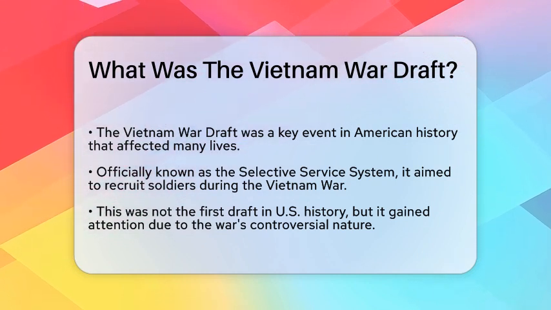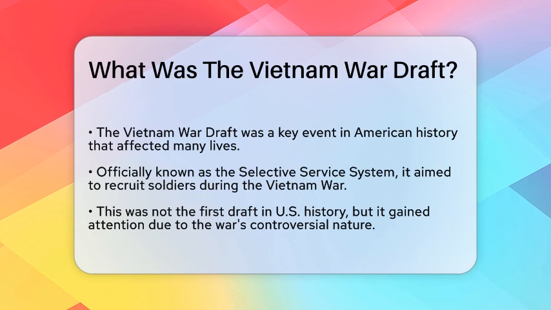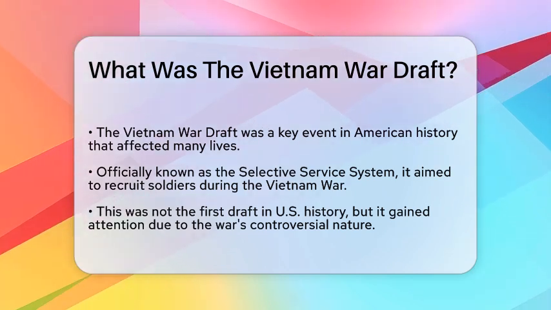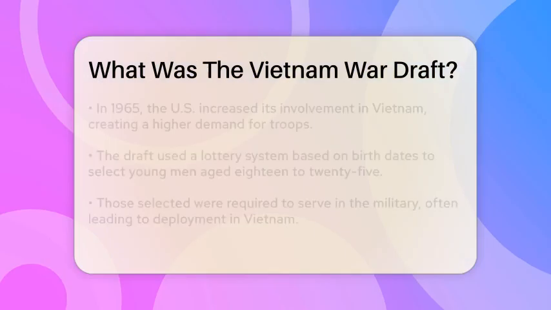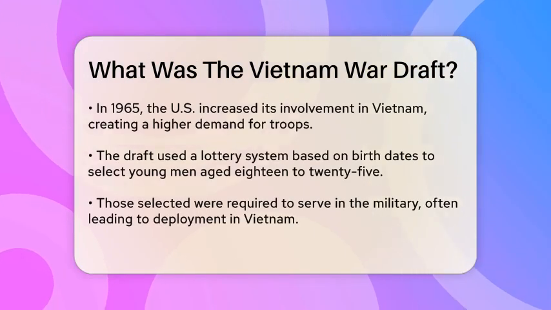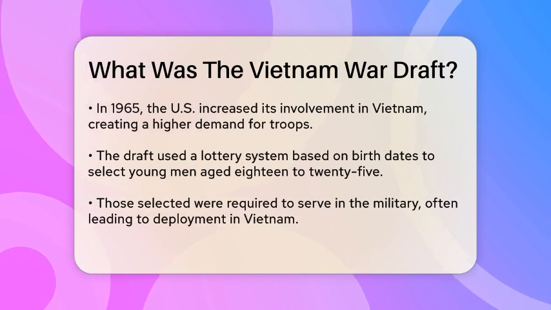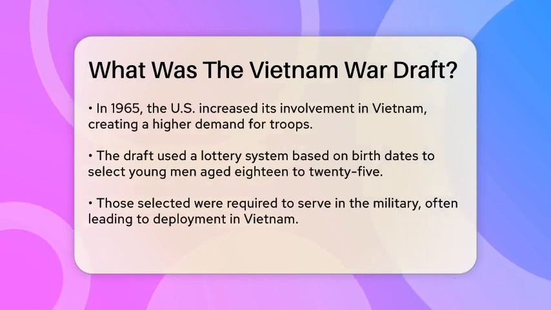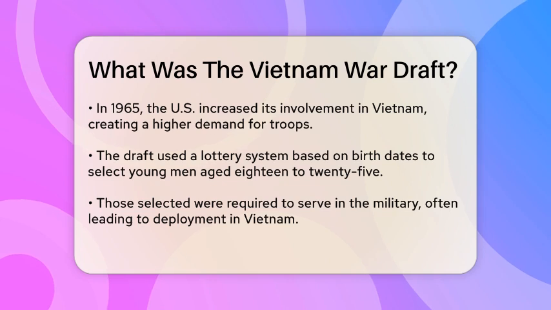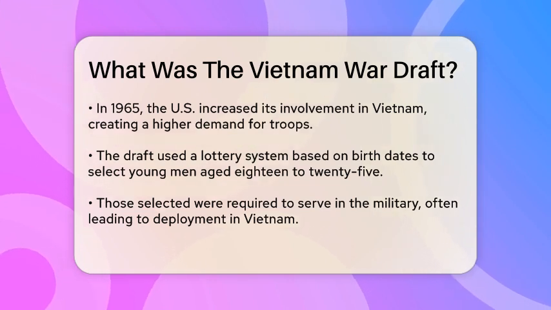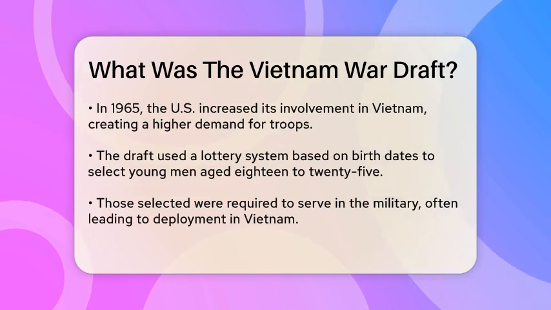It was not the first time the United States had used a draft. However, the Vietnam War brought it into the spotlight due to the controversial nature of the conflict and the widespread protests against it. In 1965, the United States escalated its involvement in Vietnam, leading to an increased need for troops. The draft was a way to fill the ranks of the military, as volunteer enlistments were not sufficient to meet the demands of the war.